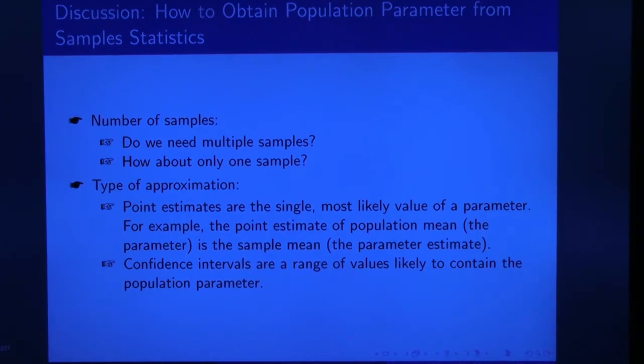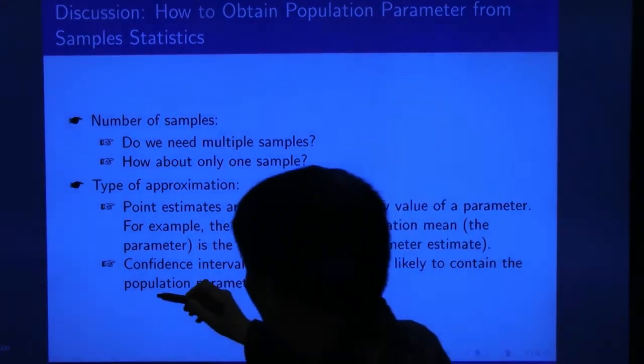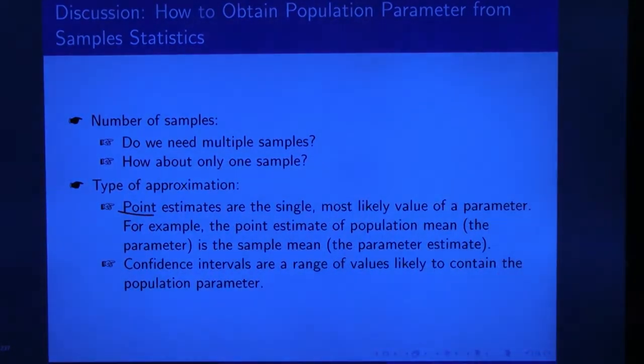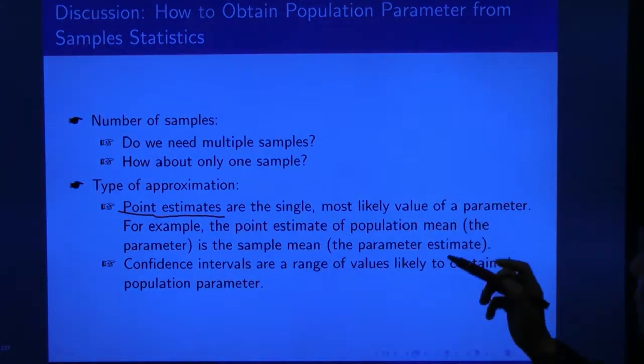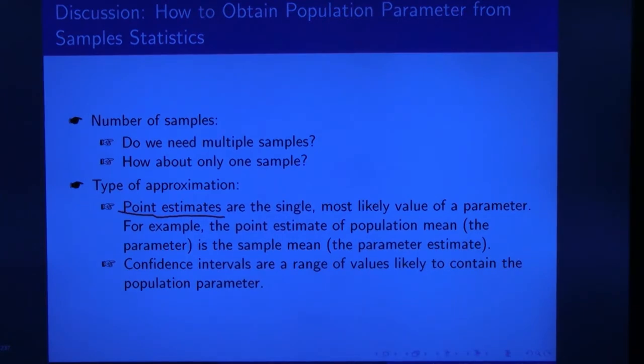The second one: what if we have only one sample? Then what will happen? Can we still get a relatively accurate estimation? We need to consider these two questions. The type of approximation, and we basically have two types. The first one is called the point estimate. The point estimate is the single most likely value of a parameter.